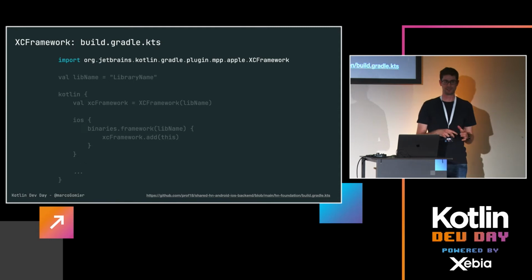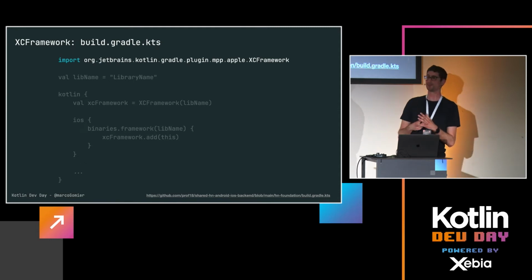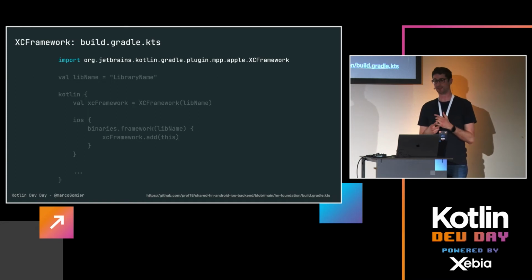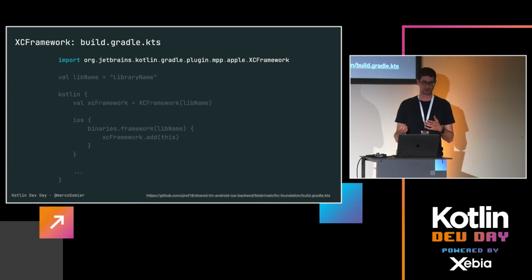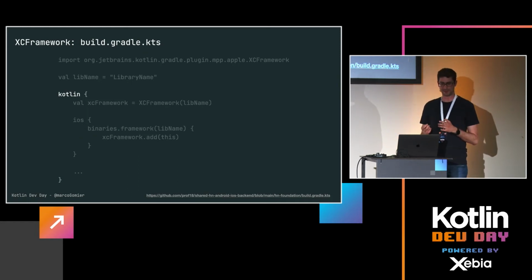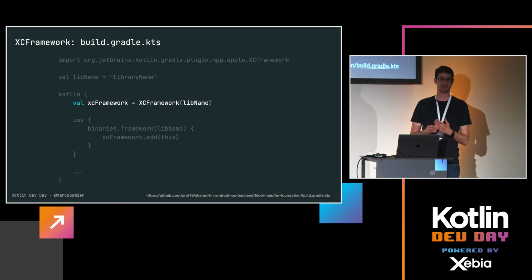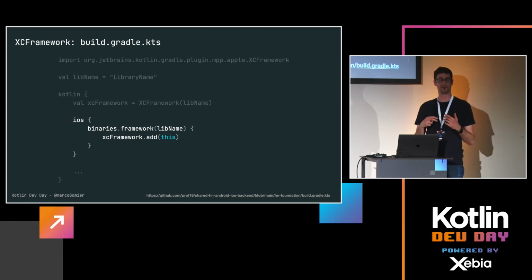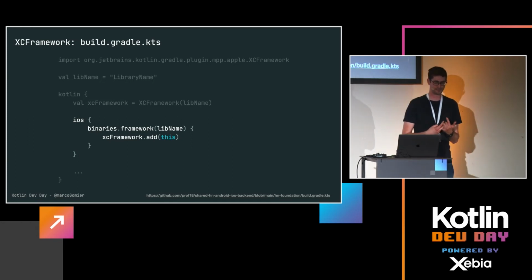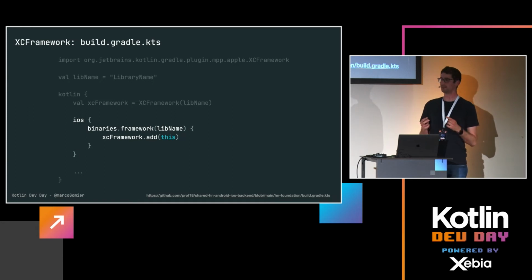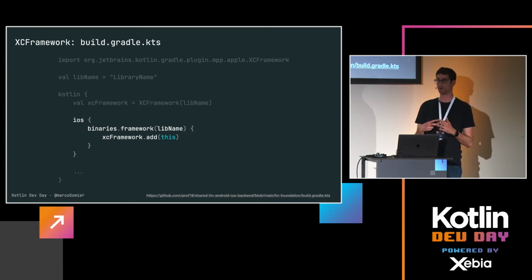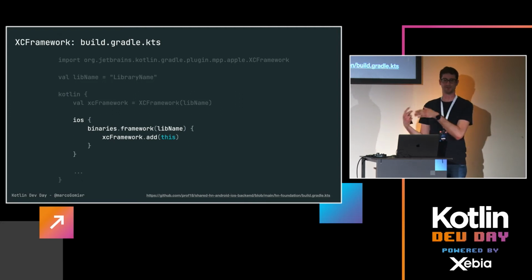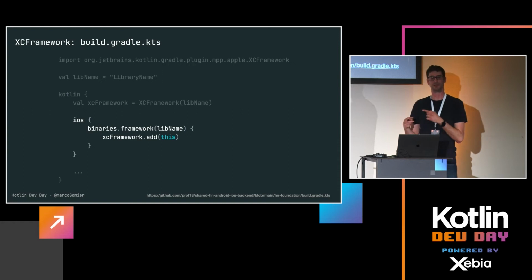Okay, so for new versions, to support the XCFramework, all you need to do, first of all, is some Gradle configuration. You need to firstly import the XCFramework class. Then inside the Kotlin block in your Gradle file, you have to create an XCFramework object. And then for every target, you have to add the binary inside your XCFramework. So basically, you have to do this for every architecture, in this case only for iOS. But if you have macOS, tvOS, whatever OS, you have to repeat this.